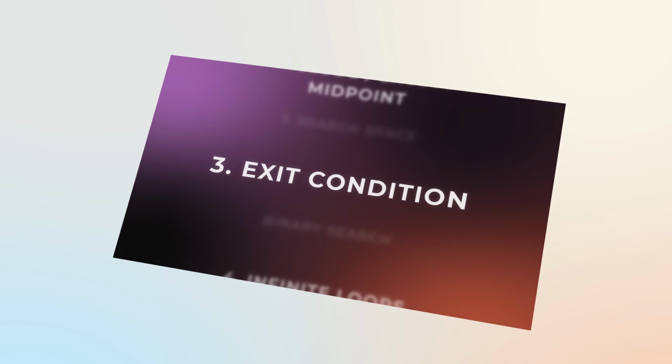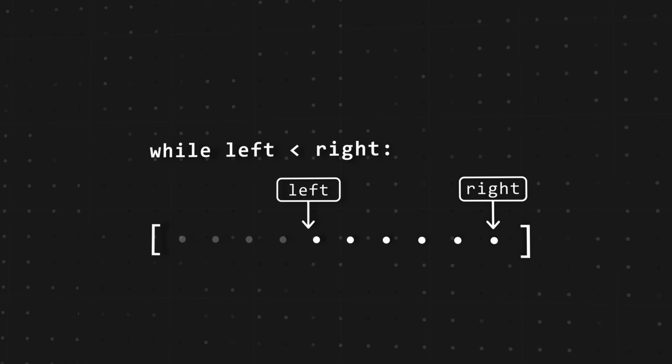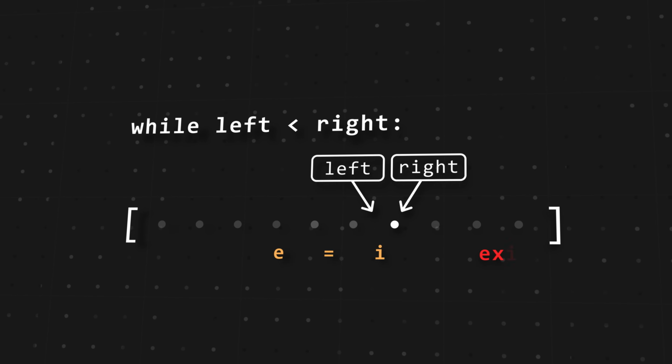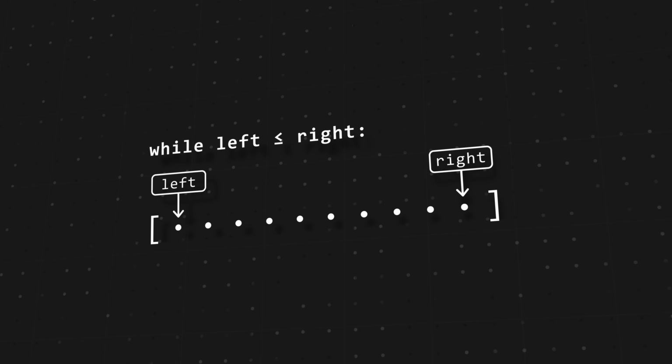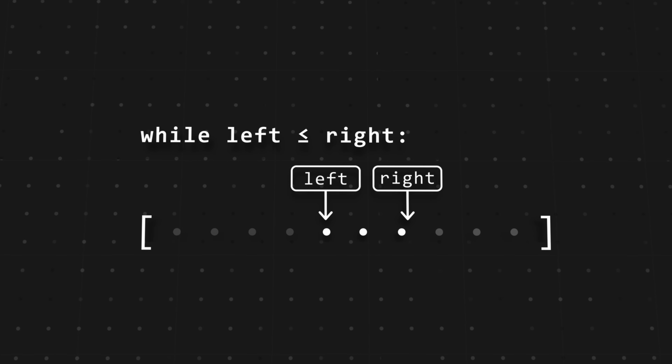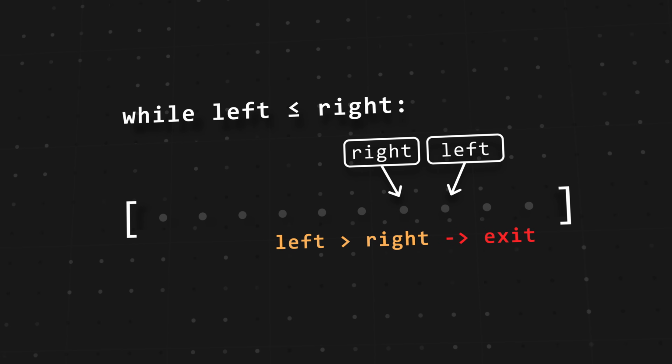This is when we should conclude our binary search. Our two main options here are, do we conclude when left is less than right, or when left is less than or equal to right? Let's think about what happens in either situation. When left is less than right, binary search concludes when the two pointers meet. Whereas when left is less than or equal to right, the two pointers need to pass each other in order for binary search to conclude.